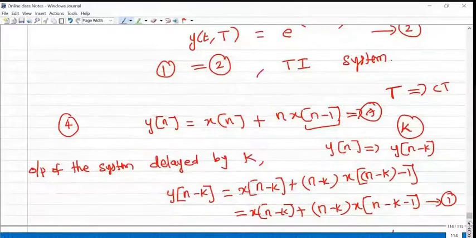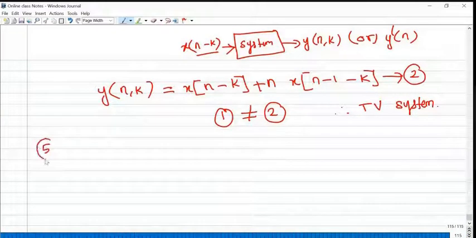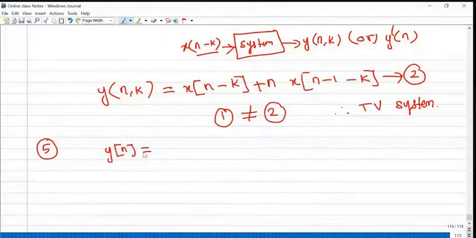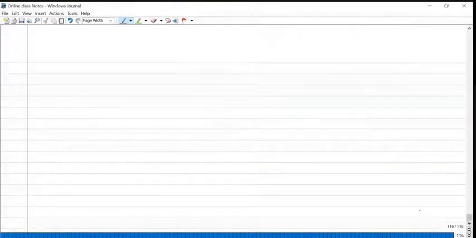Problem number 4. Last problem, one more problem. In discrete time, time invariant or time variant. Let's assume y of n equal to x square of n minus 1. Identify whether the system is a time variant system or time invariant system.